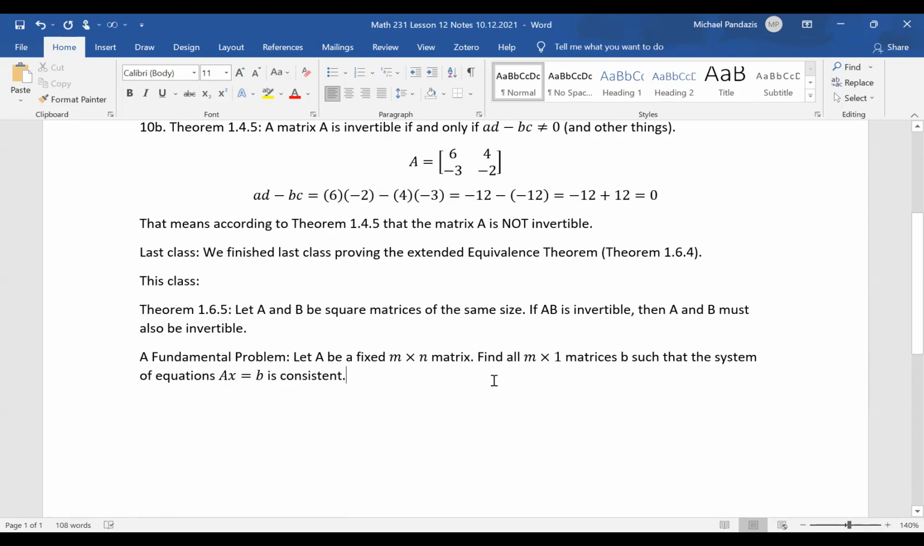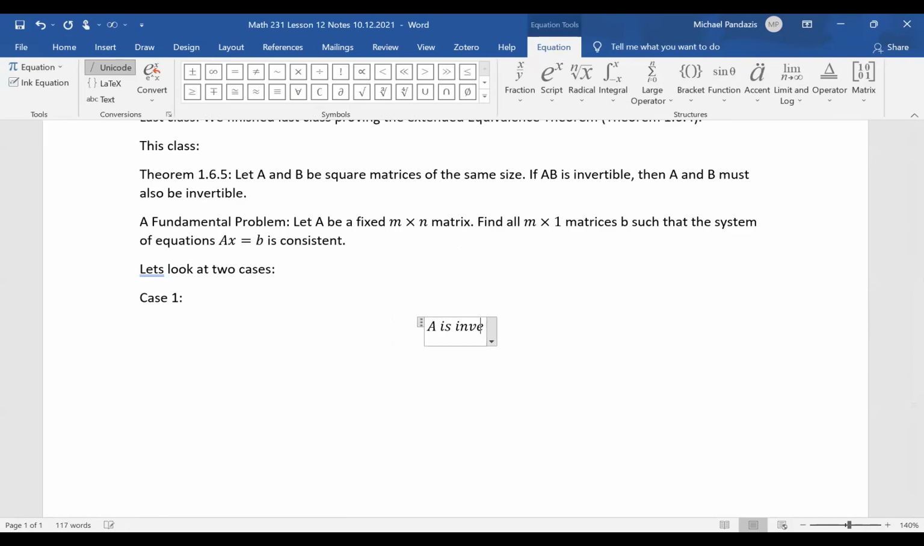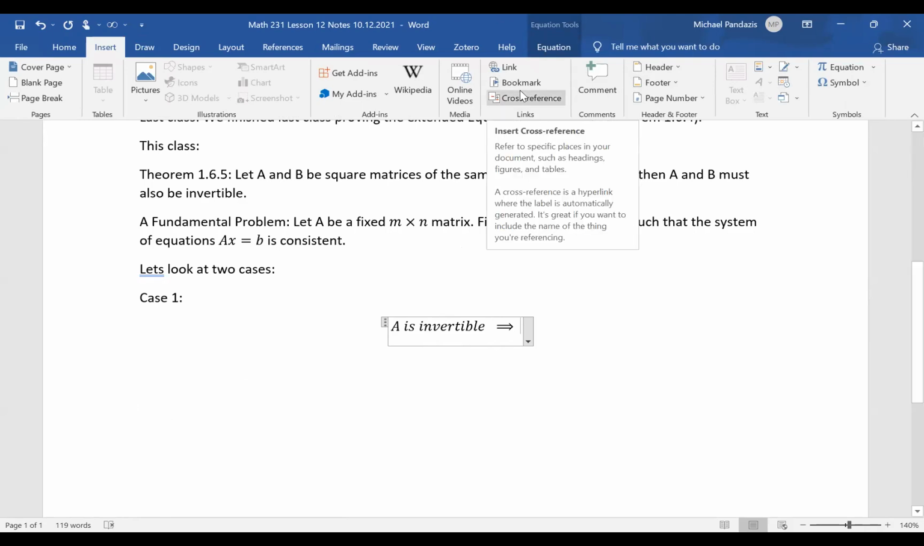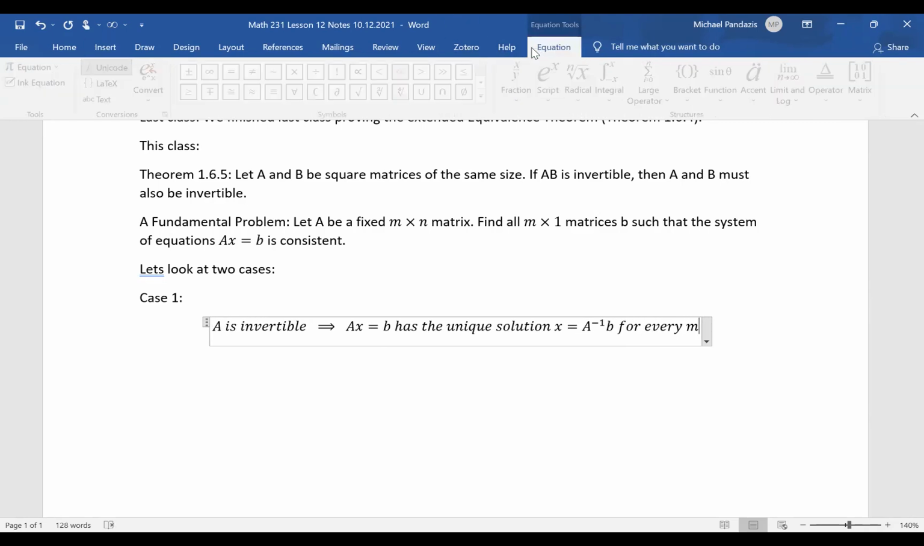Let's look at 2 cases. Case 1. If A is invertible, what that implies is that Ax equals b has the unique solution x equals A inverse b for every m by 1 matrix b.